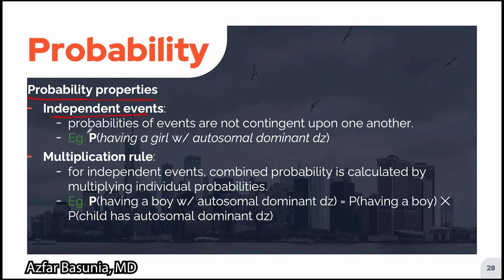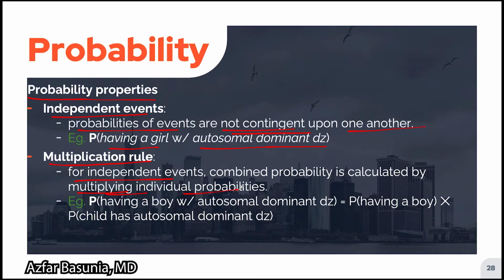Shifting gears a little bit, let's talk about properties of probabilities. Independent events are probabilities of events that are not contingent upon one another. As an example, if you're asking what is the probability for a patient to have a girl with an autosomal dominant disease, in this case, the probability of having a girl is independent from the probability of having a child with autosomal dominant disease. The multiplication rule denotes that for independent events, the combined probability is calculated by multiplying the individual probabilities.